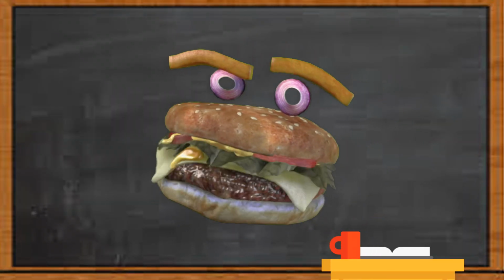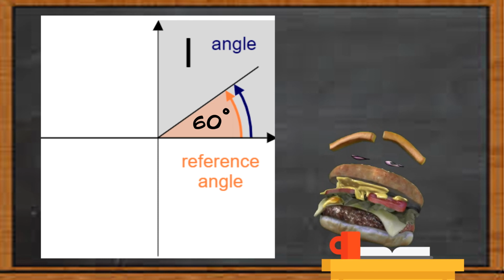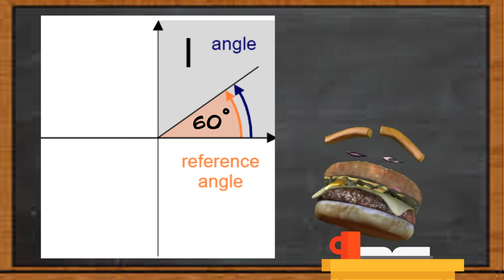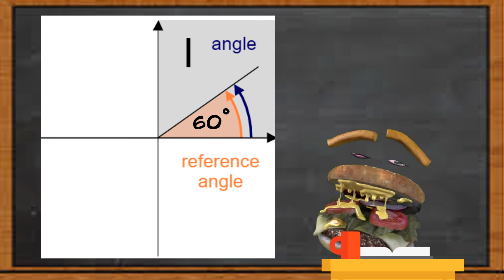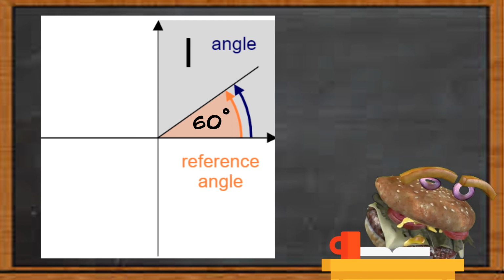Yo, my name's Burger Bro, and I'ma teach you about reference angles. Okay, so check it. This is a 50-degree angle. If it's in quadrant 1, calculation be gone. It is what it is.